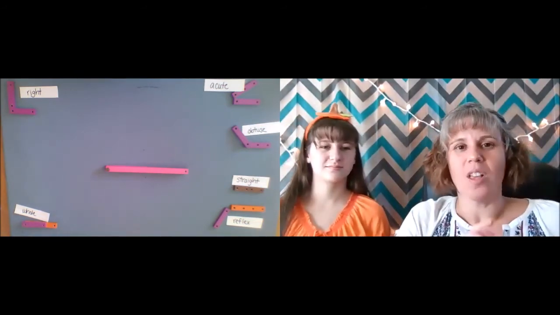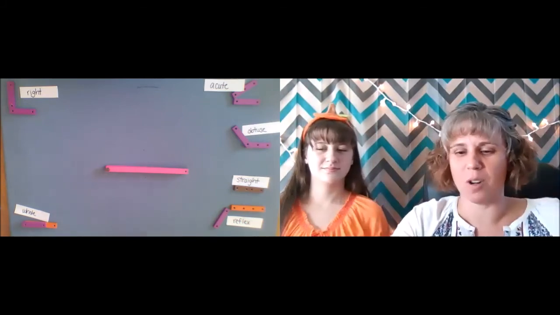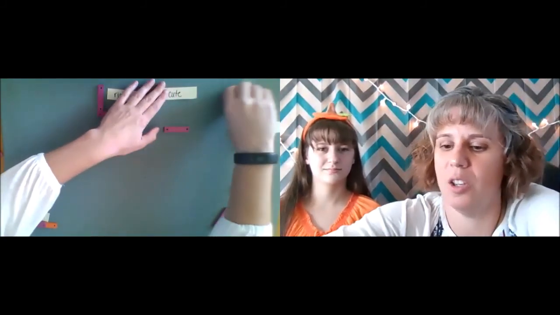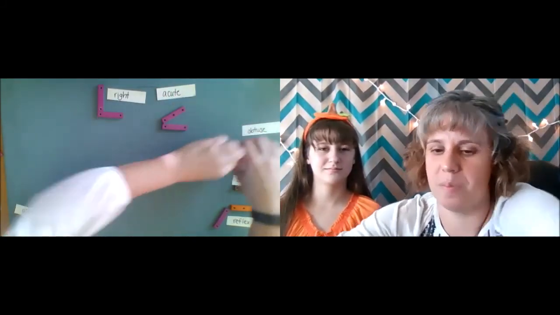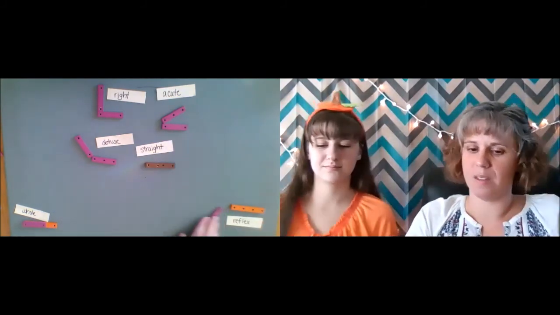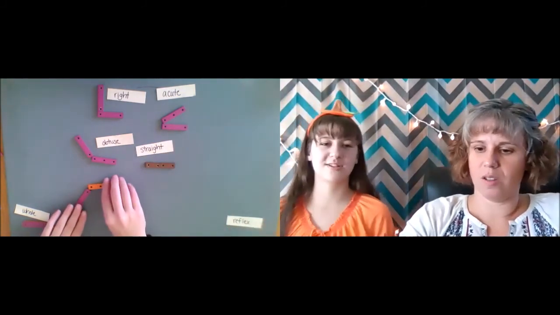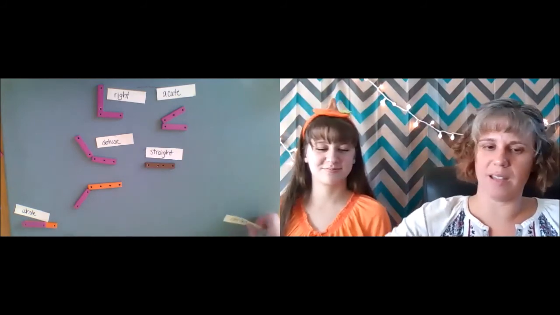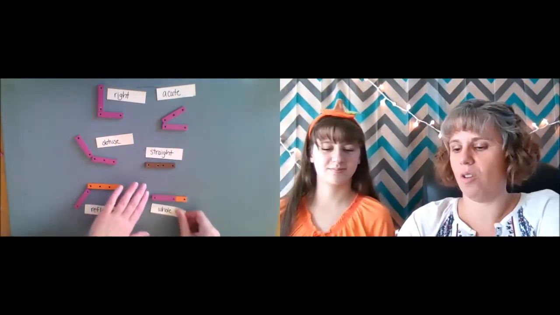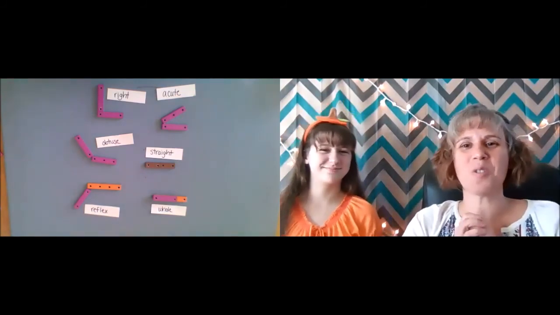Okay, so your new words or your review words are right angle, acute angle, obtuse angle, straight angle. The label's not straight though. No. Reflex angle, and whole angle. Those are your new words.